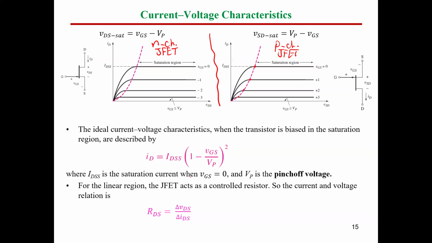What about the linear region? We mentioned that the linear region is completely a conducting resistance. So we can say RDS equals delta VDS divided by delta ID, or at a certain operating point, it's going to be VDS divided by ID. Sorry, not IDS, guys, we say it's ID. Let me please correct this typo here.